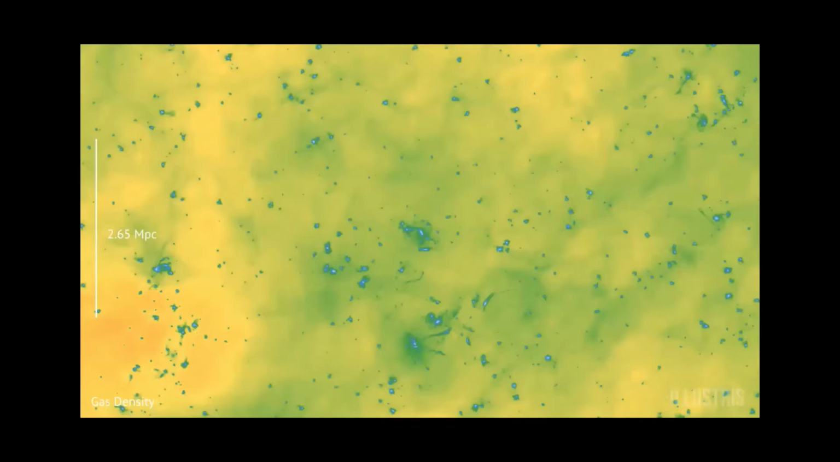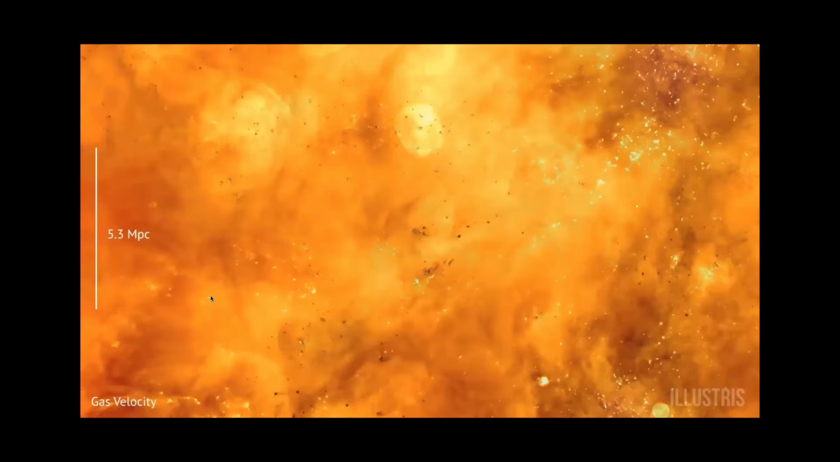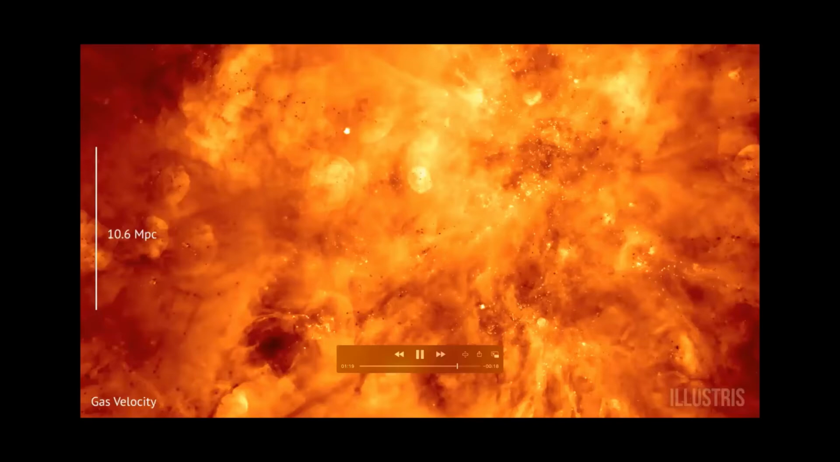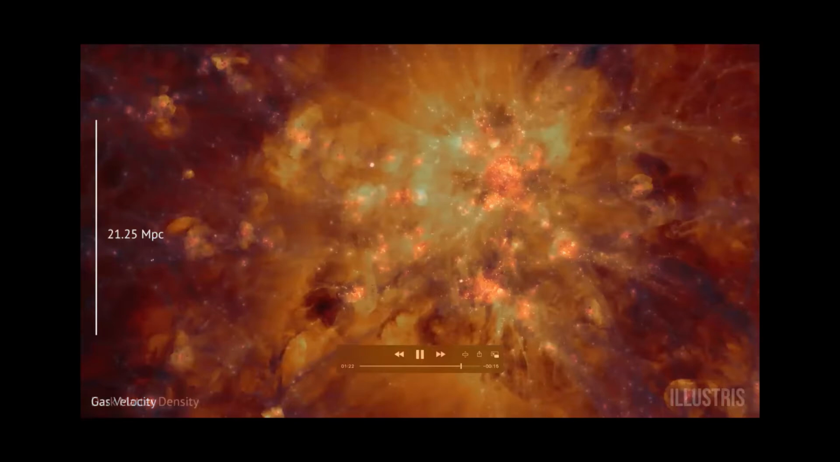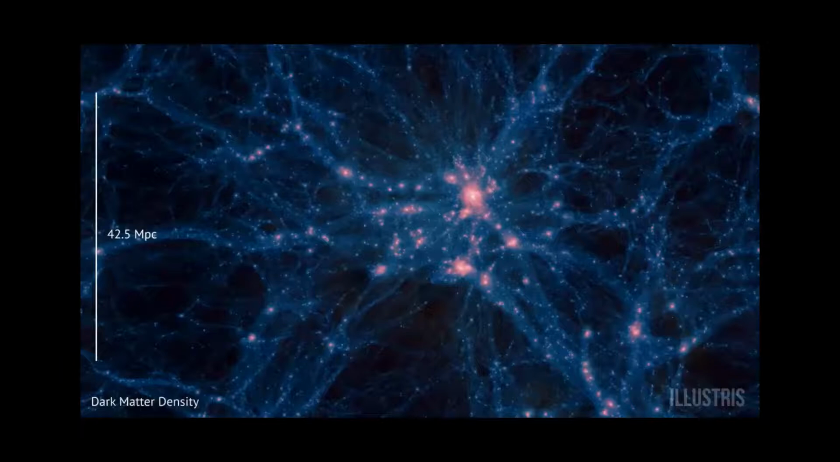So that's how fast things are moving. These bubbles are supernova remnants of exploding stars. This is the dark matter density, and we can see this filamentary, almost like web structure. So that was the Illustris.